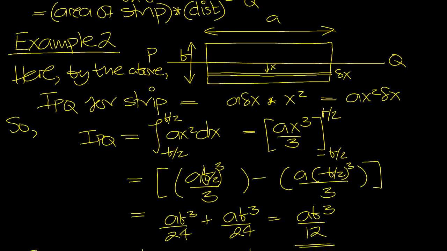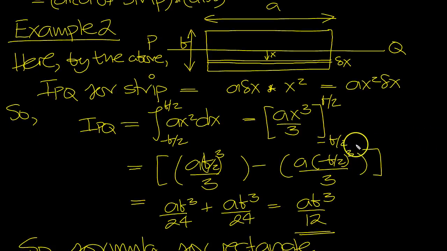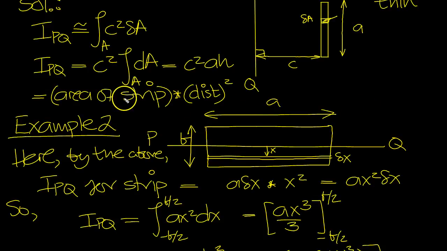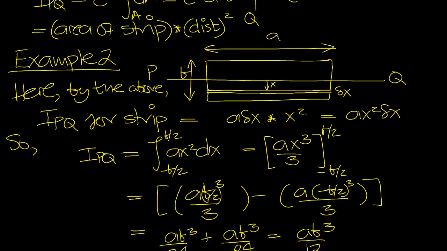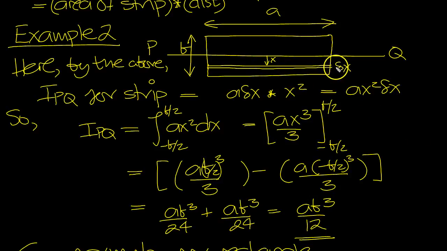Example 2. Here we have a rectangular lamina, length A by B, about axis PQ. We divide it up into small strips parallel to this axis PQ, like the strips we had in the previous section. So we know the second moment of area about the axis PQ for the strip: the formula above was the area of a strip times the distance squared. The area of the strip is A, that's the length, times the thickness delta x, times its perpendicular distance squared. So that's A x squared delta x.